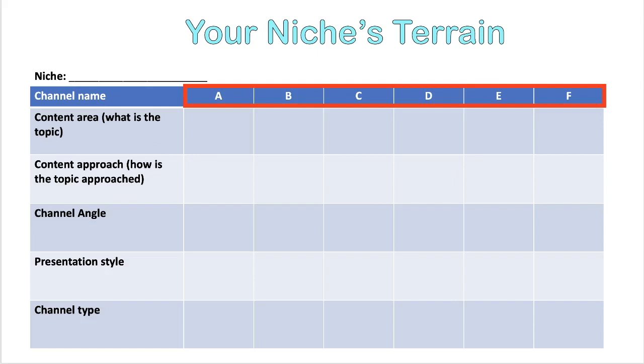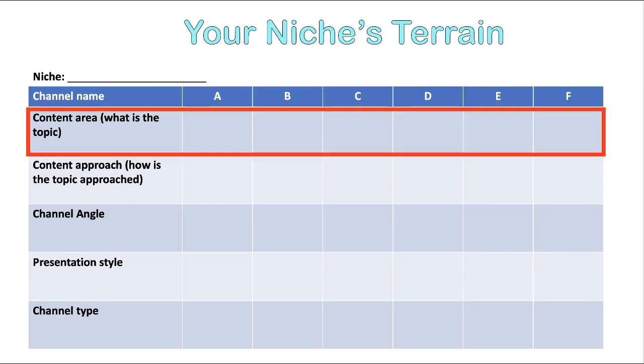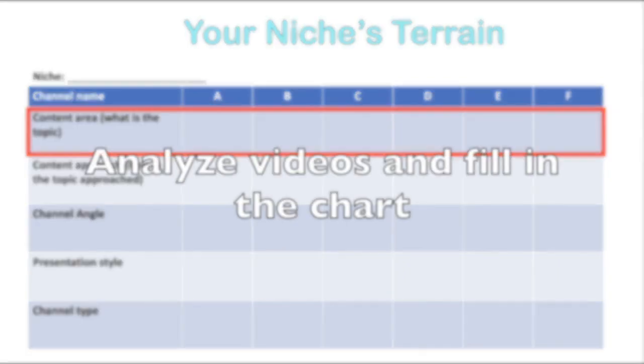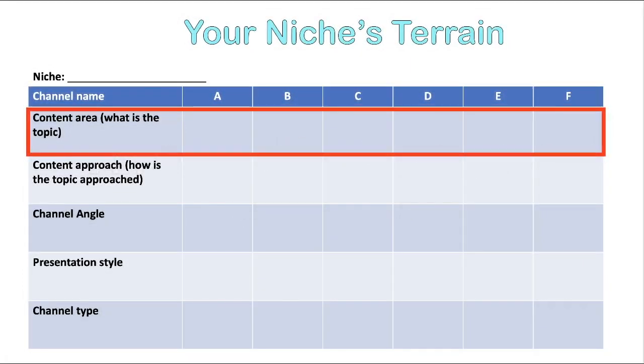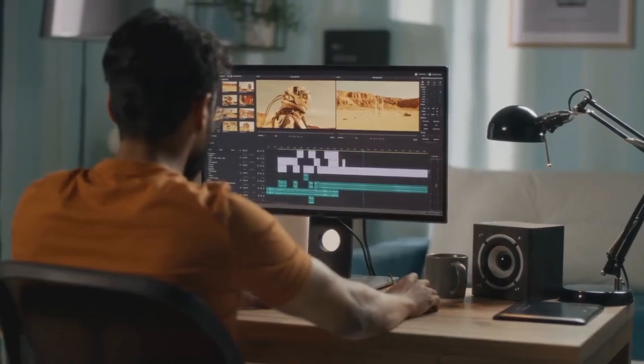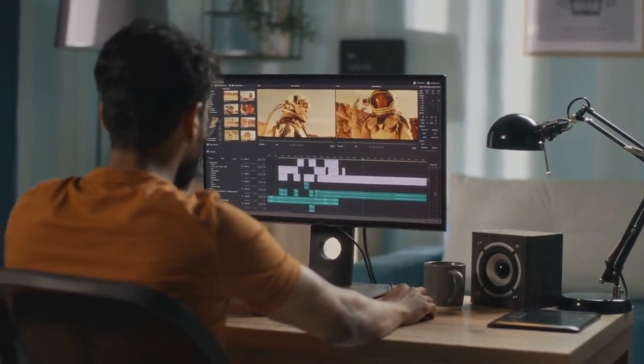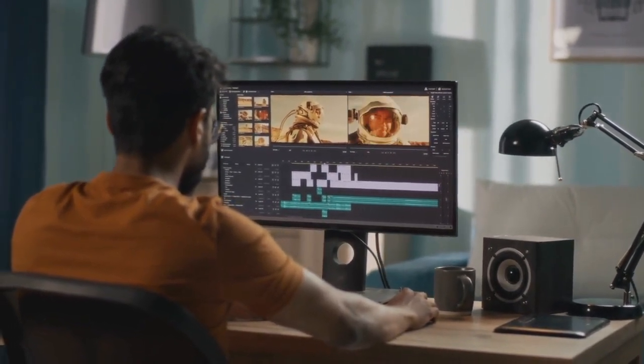What we're going to do to increase our odds of being successful is we're going to examine our niche's terrain. We're going to do this by simply choosing 5 or 6 successful videos in our niche. For each of these different videos, we're going to analyze them and fill in this chart. We're going to start by looking at their content area. It's highly possible that all the successful videos have the exact same topic, or there might be 2 or 3 different topics that they might share.